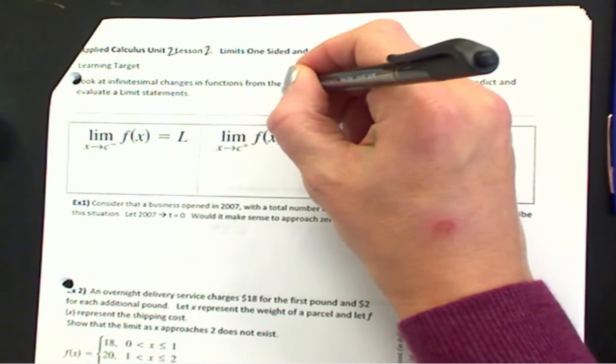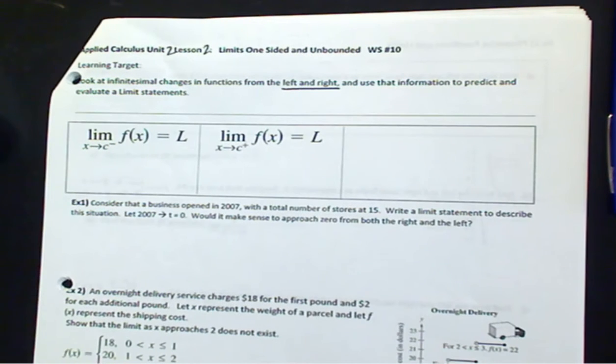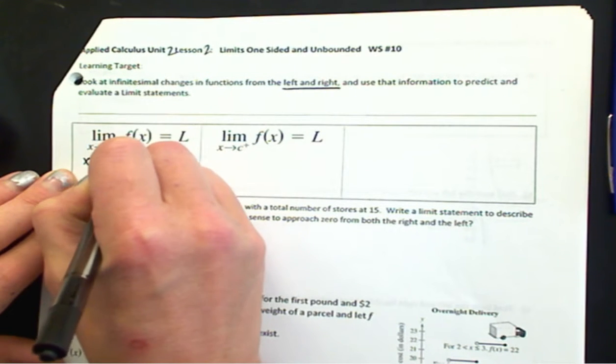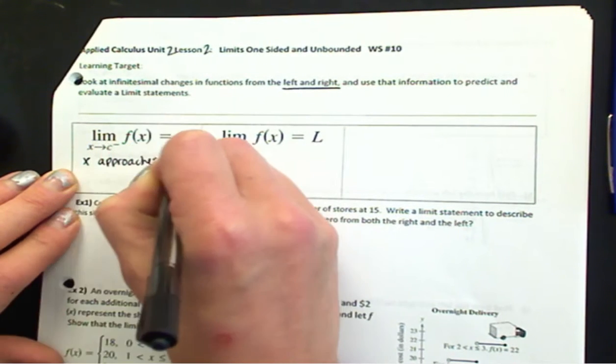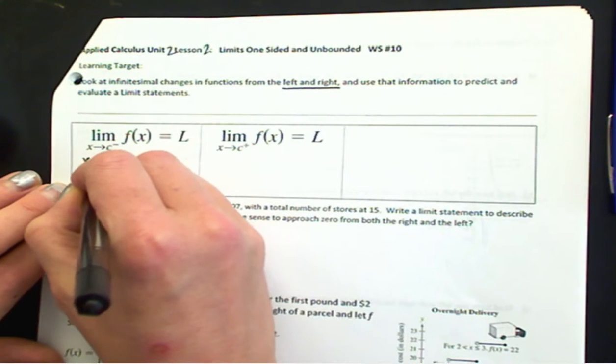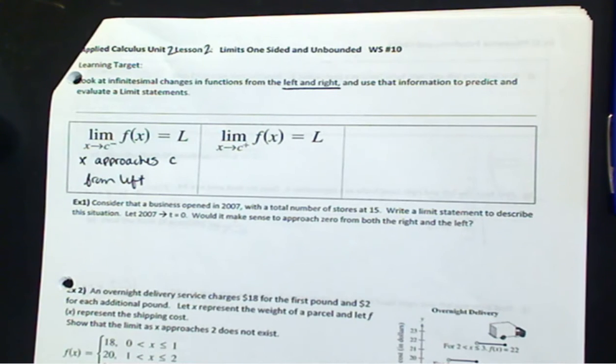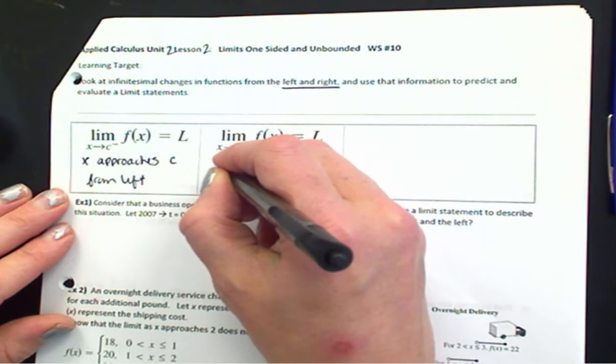Okay, so we're going to look at the left and the right of functions, and we're going to use that to figure out what the y coordinates could be. But this time, they don't have to be the same on the left and the right. So this is x approaches c from the left. Okay, we already know that graphically. Now we're going to do it algebraically.